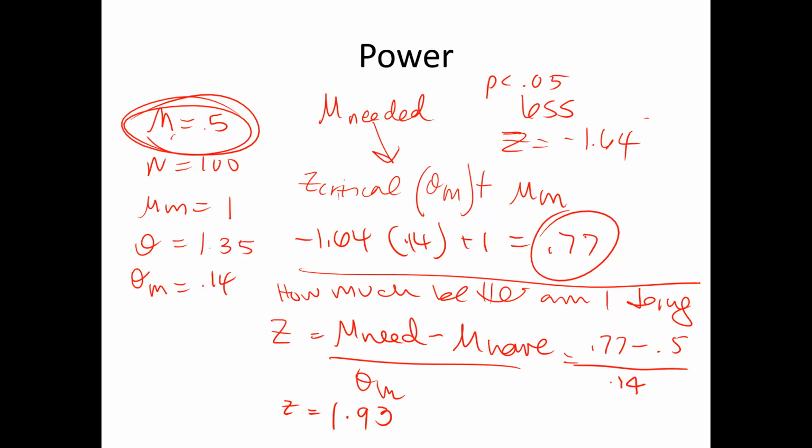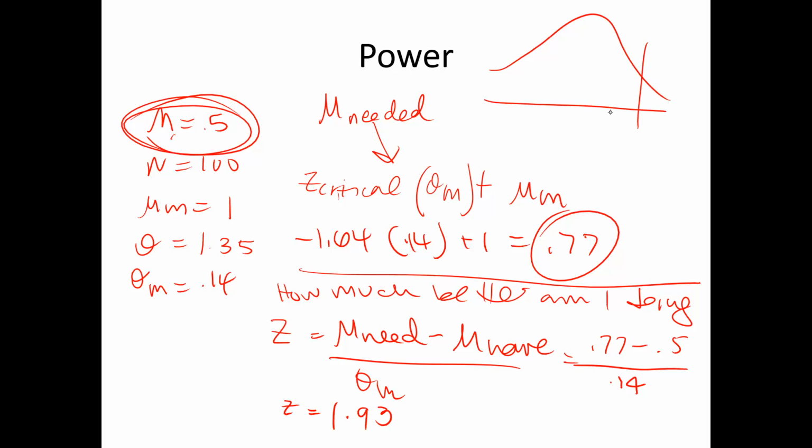All right, if you've got that, I'm going to erase some of this so I have some space to write up here. So what's the last step? Well, we need to figure out what my power is. So I'm going to mark 1.93 on my graph. We've got 0 here in the middle. And we went with a less than test.